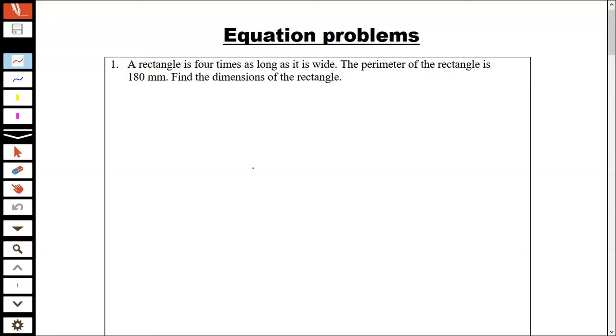Good morning, Year 10. We're going to look at solving worded problems using equations. So what I'd like you to do is to copy down the heading and then copy down the first question. You can pause the video to do that if you want.